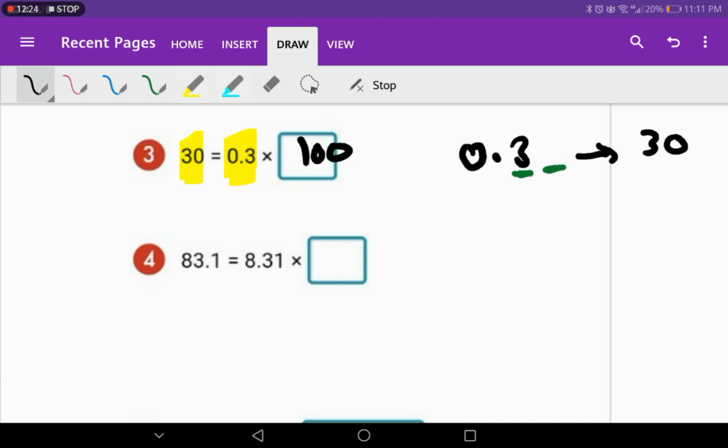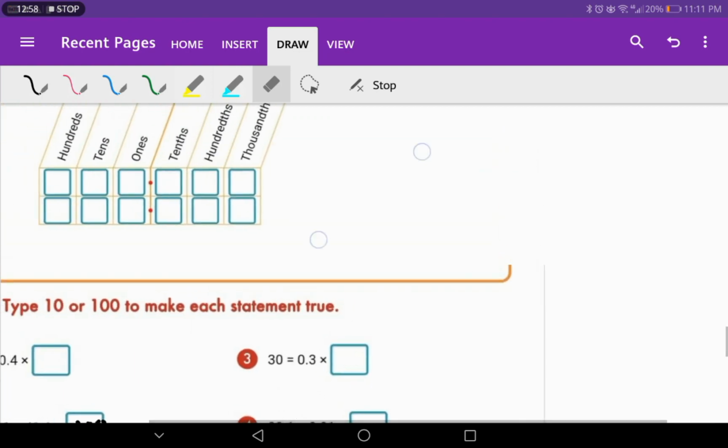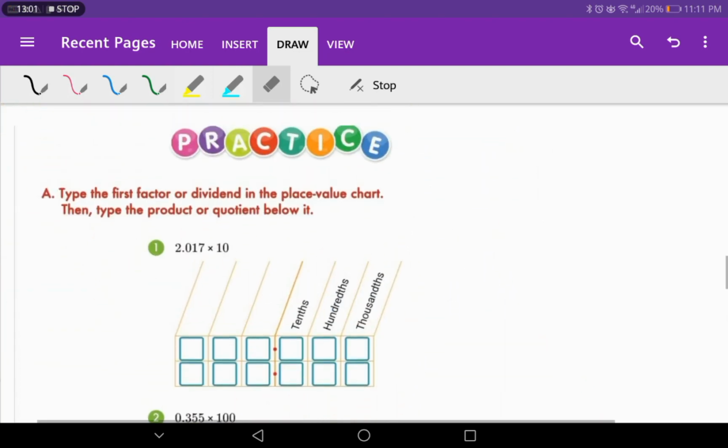Now number 4, 8.31, okay, equals 83.1. That means the number will be bigger because we move the decimal point here, as you see, 1 step to the right. 1 step means 10, so multiply by 10. Okay, my dear student, I hope you get a full understanding here.